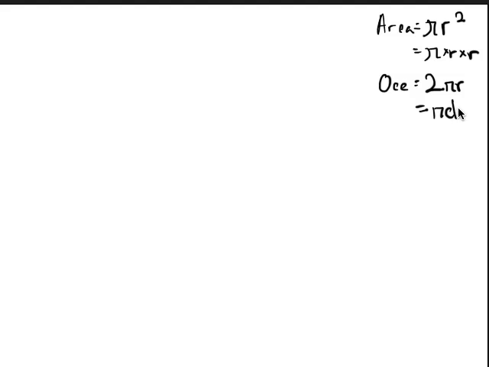So the first one is the area of a circle. The area of a circle equals pi r squared, or if you like, pi times r times r. And the next one is called circumference. Circumference equals 2 pi r, or if you prefer, equals pi d. I've already explained why this is so in the previous video, so I'm not going to explain it again. I'm going to go straight into the questions right now.